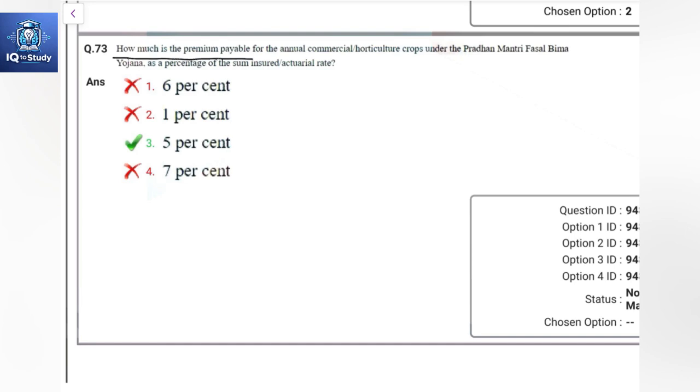How much is the premium payable for annual commercial or horticulture crops under Pradhan Mantri Fasal Bima Yojana as a percentage of sum insured or actual rate? It's 5%, option number 3.